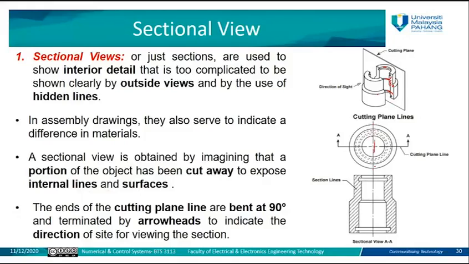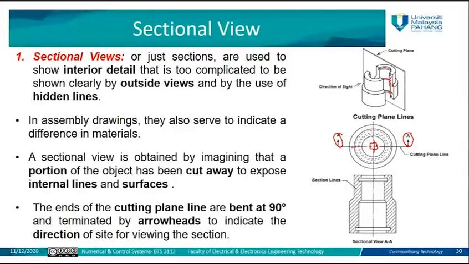When you represent it, this is one cutting line plane and this is another cutting line plane. The angle between these two lines is 90 degrees; they are perpendicular to each other. The small arrow shows the direction of the view. It points up, which means you cut it and this represents the view from the top of this object. The ends of the cutting plane line are bent at 90 degrees, with the arrowhead to indicate the direction of sight. So this is the end of this cutting plane line.